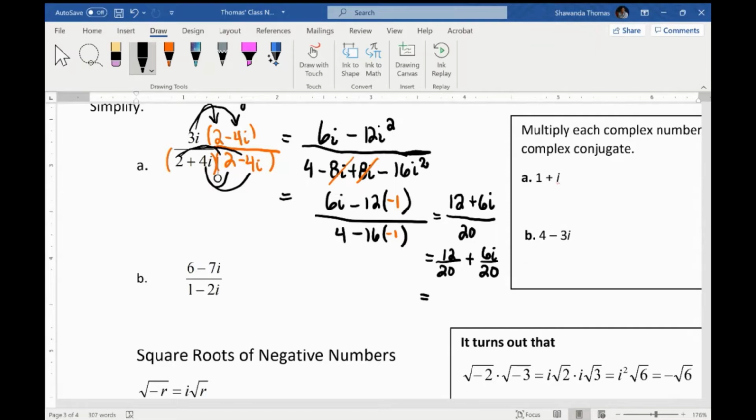All right, so we're going to reduce 12 and 20. How can we reduce 12 over 20? By 4. 4 can go into 12 how many times? 3 times. And 20, 4 can go in 5 times. So that's 3 over 5 plus, what about 6 over 20? What number can go in both 6 and 20? 2. 2 goes into 6 how many times? 3 times. And 20?